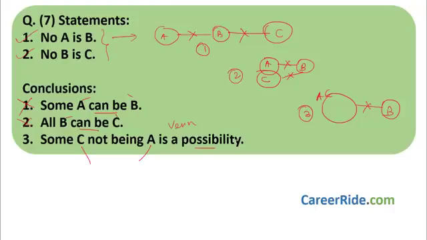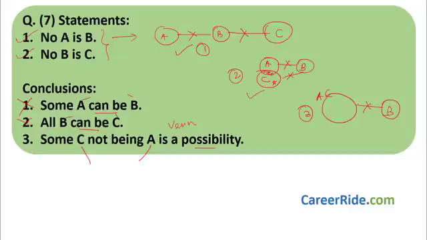Let us check the situation. Some C not being A is a possibility. Over here C is not related to A. So the conclusion is possible over here. Over here some C not being A is a possibility. Yes, this part of C overlaps. This part of C is A, but this part of C is not A. So some part of C is not A. Conclusion possible.